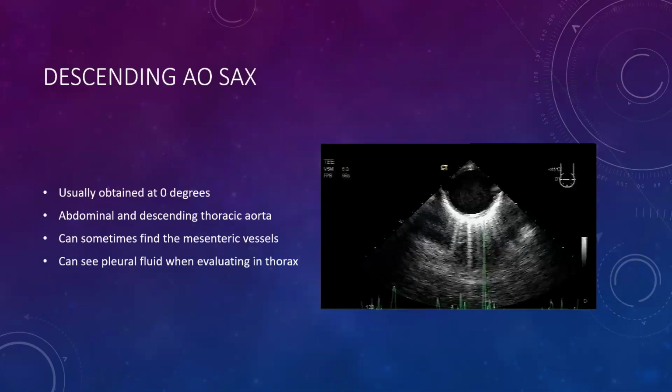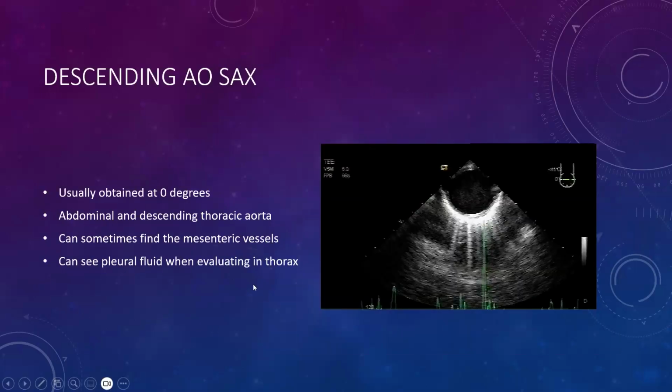Also want to evaluate the aorta within the stomach and thorax. Usually at 0 degrees, you can even sometimes see epigastric vessels coming off, mesenteric vessels, renal vessels. I usually do this after I've gotten my cardiac pictures in the transgastric view. I turn over, find the aorta, and run it back cephalad.